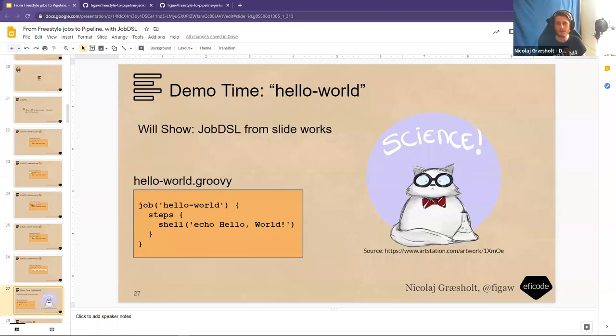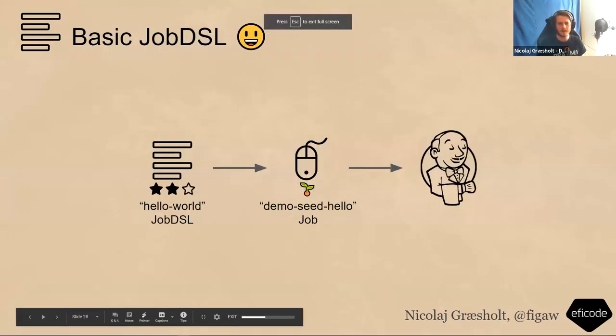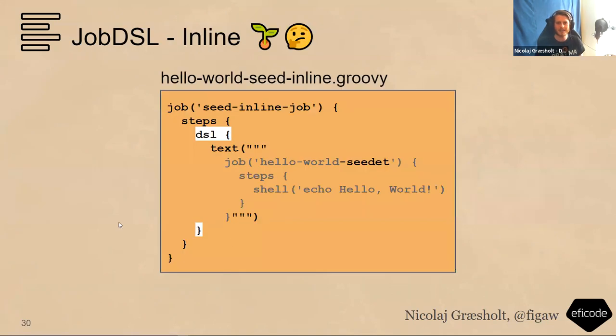Right. So now I have my Hello World job DSL and I've created my demo seed hello job in Jenkins. It's not exactly where I want it to be, but I'm getting there. We now know that a job DSL job can create another job. I can actually also inline this job. So I can create a seed job that creates another job. So instead of having a shell step, I have the DSL step, and then I'm actually providing the job DSL inside the job DSL.